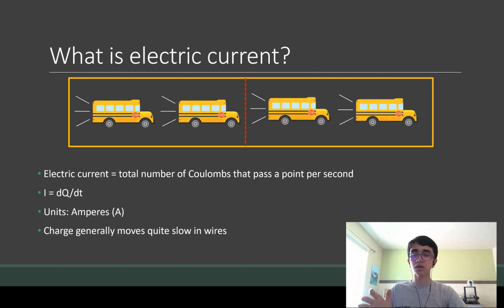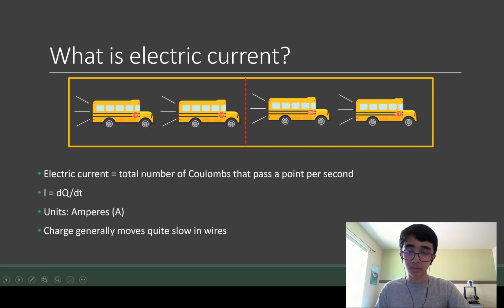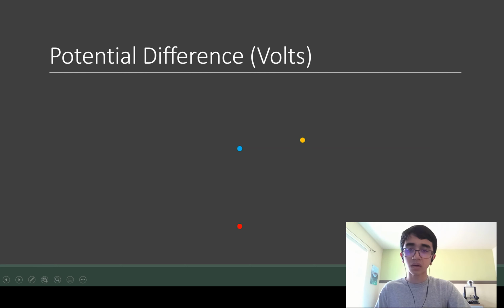And generally, charge or electric current moves very, very slowly in wires. Before the video started, I did a calculation where I took one of the 12 gauge wires. We'll learn about gauge later on, but it's one of the wires we use to, say, run an intake motor. The charge in those wires moves at about 0.1 millimeters per second. So charge moves very, very slowly in wires.